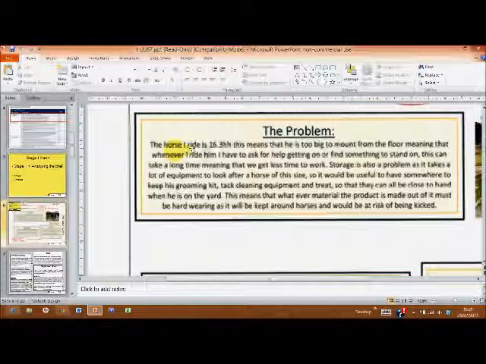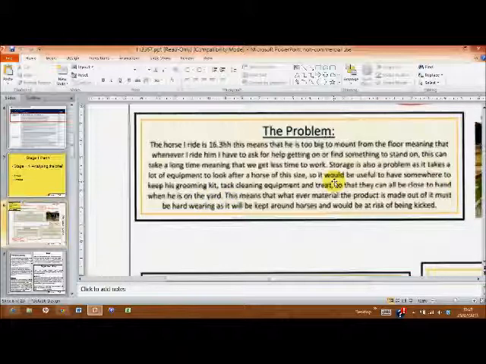The horse I ride is 16.3 hands, I think that's how you say it. This means that it's too big to mount from the floor, meaning that whenever I ride him, I have to ask for help getting on or find something to stand on. This can take a long time, meaning that we get less time to work. Moan, moan, moan. Storage is also a problem, as it takes a lot of equipment to look after a horse of this size, so it would be useful to have somewhere to keep his grooming kit, tackling equipment and treats, so that they can all be close to hand when he's on the yard.